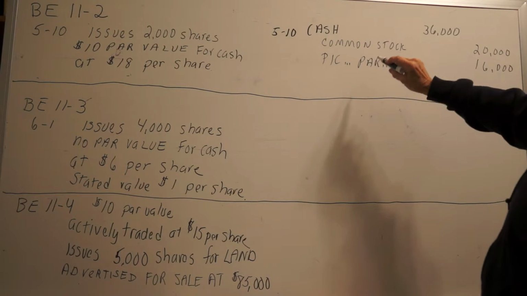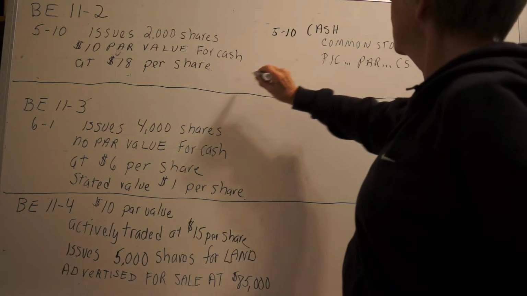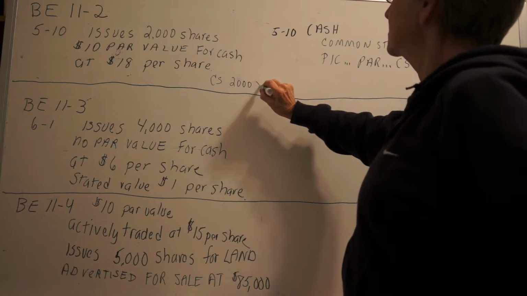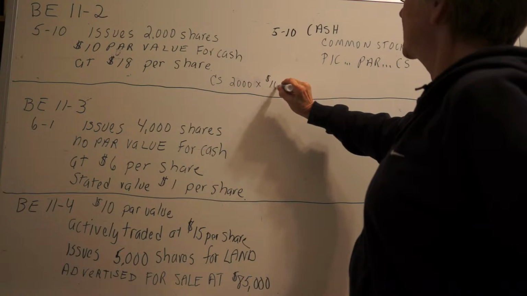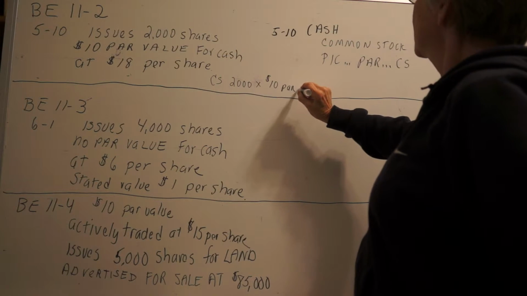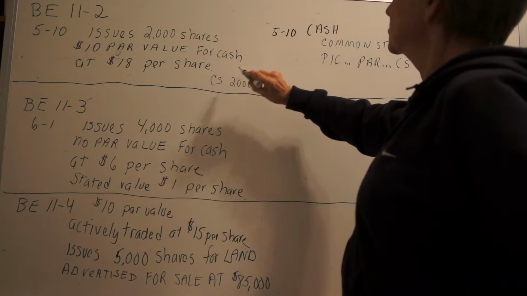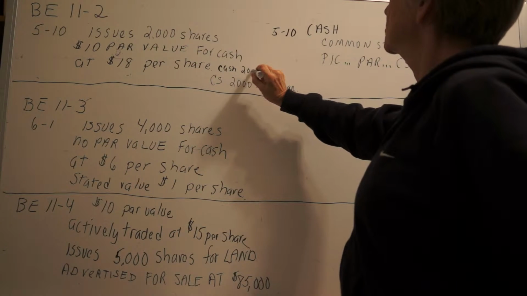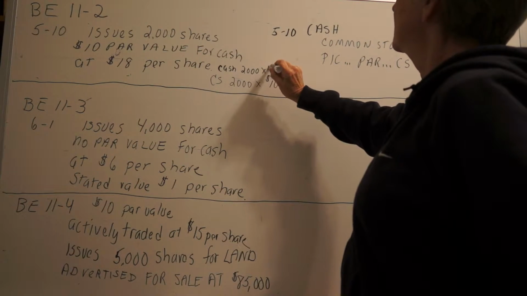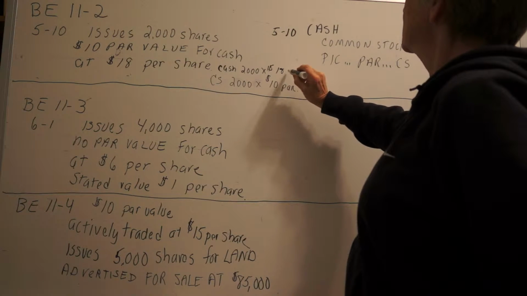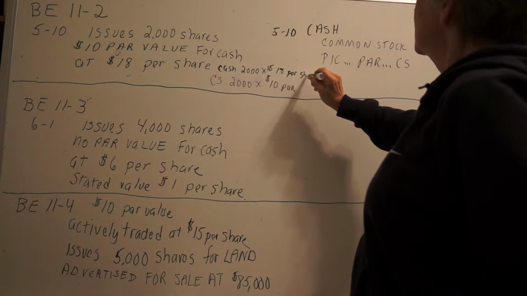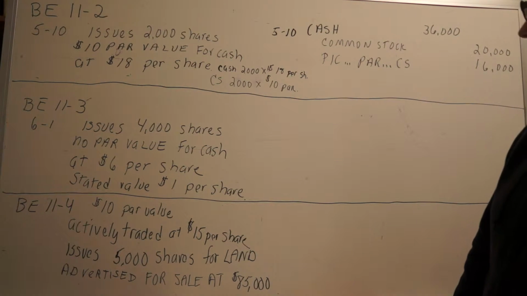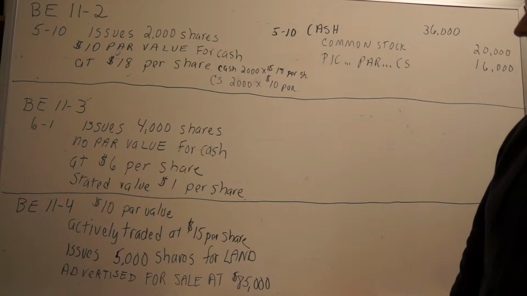Okay? So the amount attributable to the common stock part of it is going to be the number of shares issued, the 2,000, times the $10 par value. The amount of cash that you receive, the cash proceeds on the transaction, is going to be the number of shares issued times the market value, which is 18 per share, and the difference will be the paid-in capital over and above or in excess of the par value on common stock.